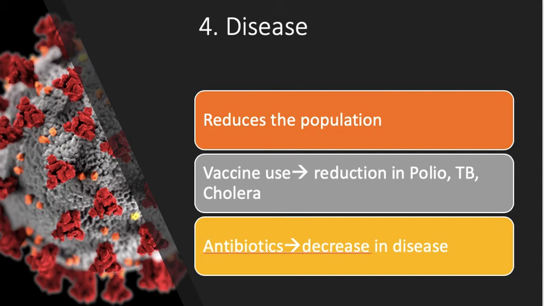And finally, disease. And you might recognise the picture on the side there, the dreaded COVID-19 virus. Disease reduces the population. We've developed a lot of vaccines down through the years, and those vaccines have led to reductions in diseases like polio, TB, which was all but stamped out.